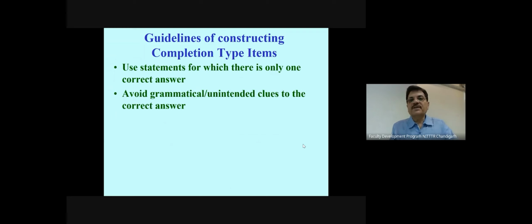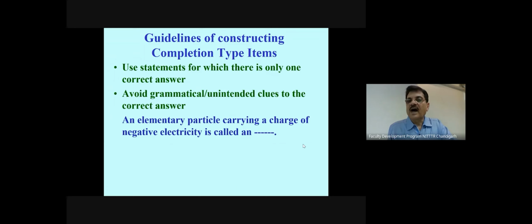Use statement for which there is only one correct answer. Avoid grammatical or unintended clues to the correct answer, like an elementary particle carrying a charge of negative electricity is called an. तो an word जो है वो आपको हिंट दे रहा है. तो इसका तरीका क्या है? n को आप ब्रैकेट में डाल दीजिए और विद इन ब्रैकेट n.